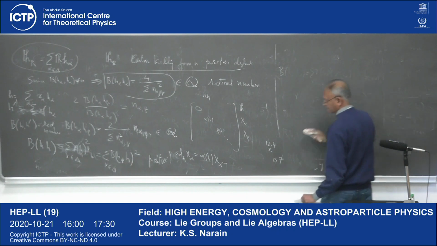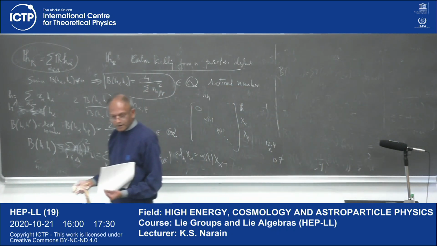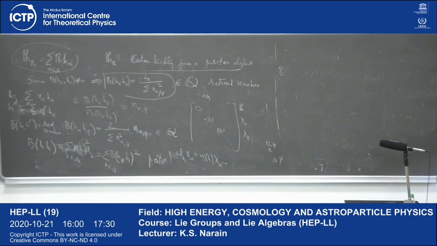Does it give an automorphism in the dual vector space? Yeah, of course. That will happen only if B is non-degenerate, but we are assuming throughout that B is non-degenerate.